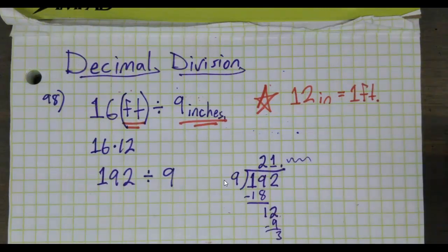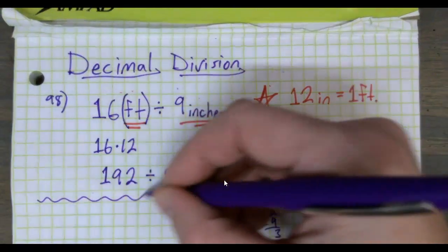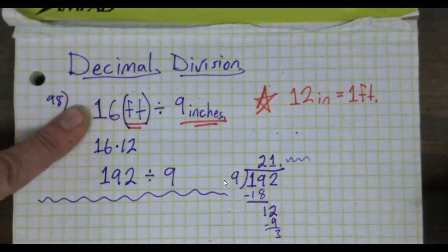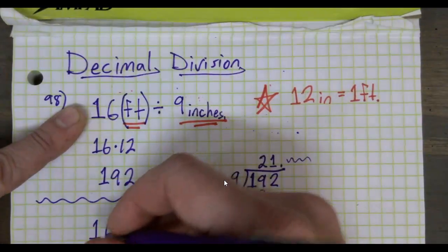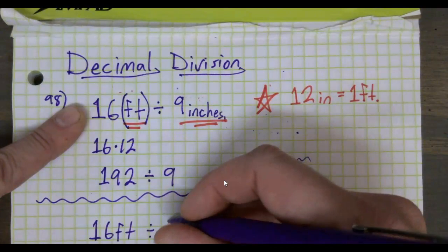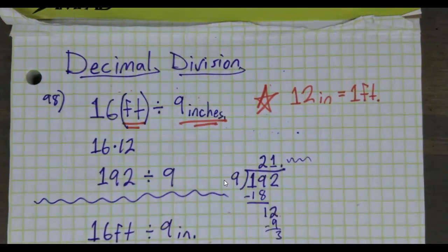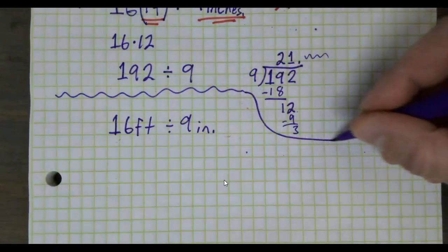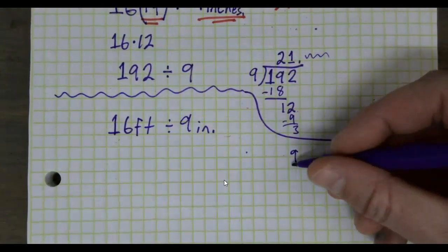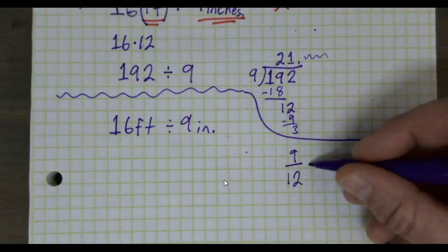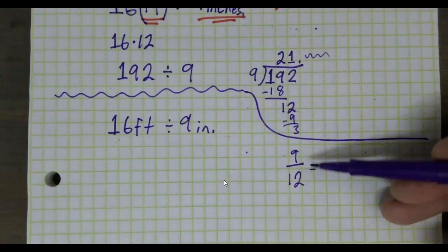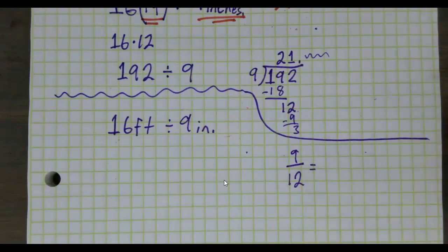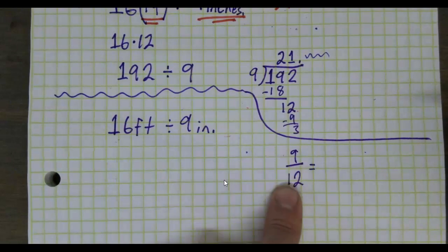Now, there's a better way. Rewrite this: 16 feet divided by 9 inches. But we said there are 12 inches in a foot. So my question is, this 9 inches, how much of a foot is it? Okay, well, 9 out of 12, how much of a foot is it? Can 9/12 reduce? Yes. To what? 3/4. Yeah, because this can divide by 3, this can divide by 3.